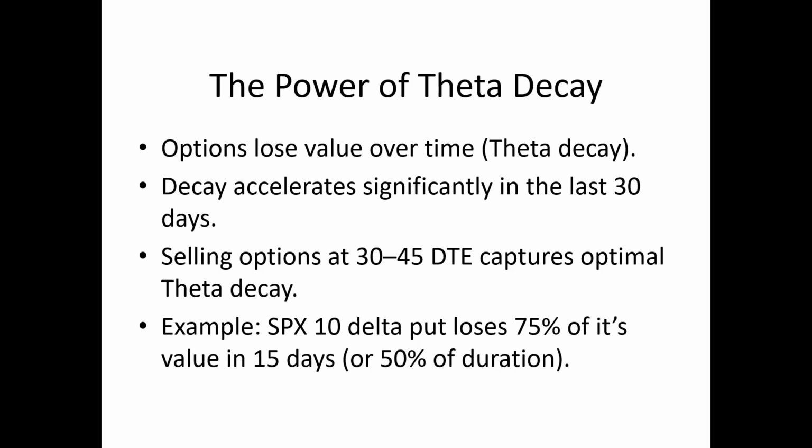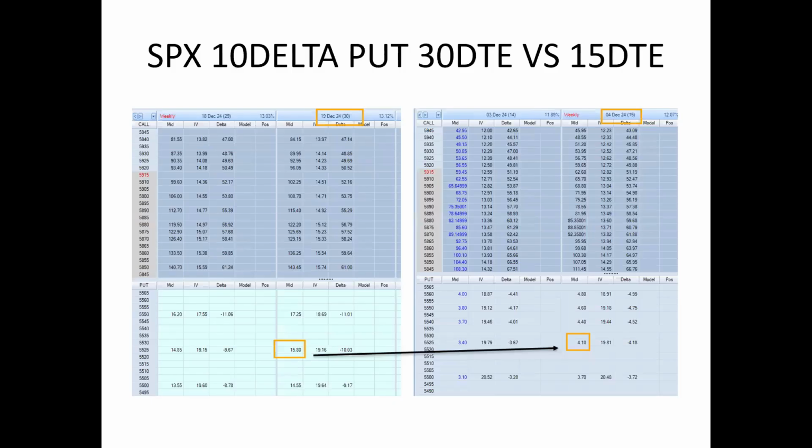So a quick example, right? If we look at SPX 10 delta puts, they will lose about 75% of their value in the 15 days, right? So we start at about 30 DTE, and I'll show you this in just a second. So here you see we look at SPX puts with 30 days to go. This is a 10 delta put that's valued at about $15.80. And then we can assume, right, everything else being equal, that volatility isn't going to explode or there isn't a massive move to the downside, right?